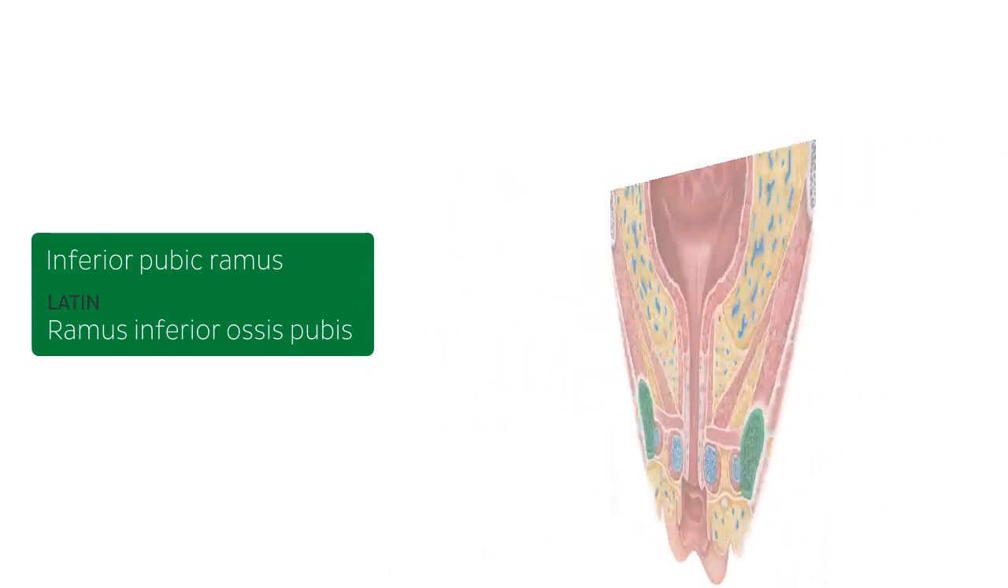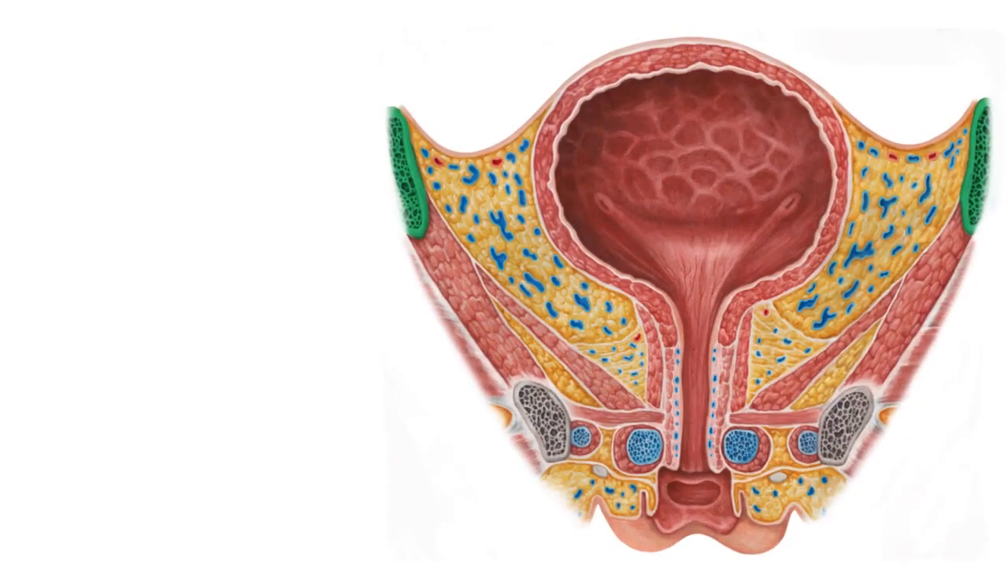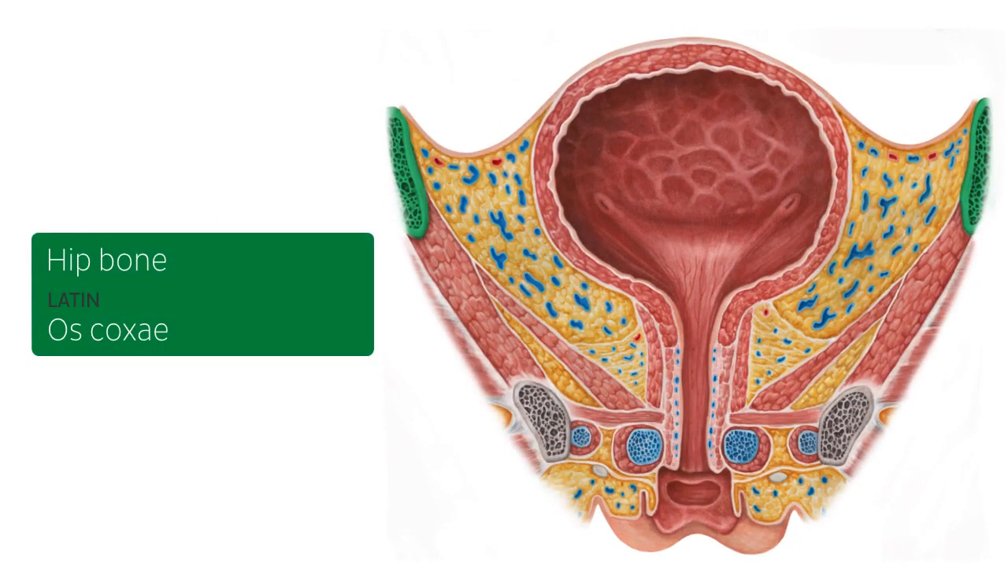Now on this coronal section you still see very important bones, the hip bones, which are comprised of, if you remember well, the ilium, the ischium, and the pubic bone. Now the hip bones, including the sacrum and coccyx, form the pelvic girdle and the pelvic part of the vertebral column.